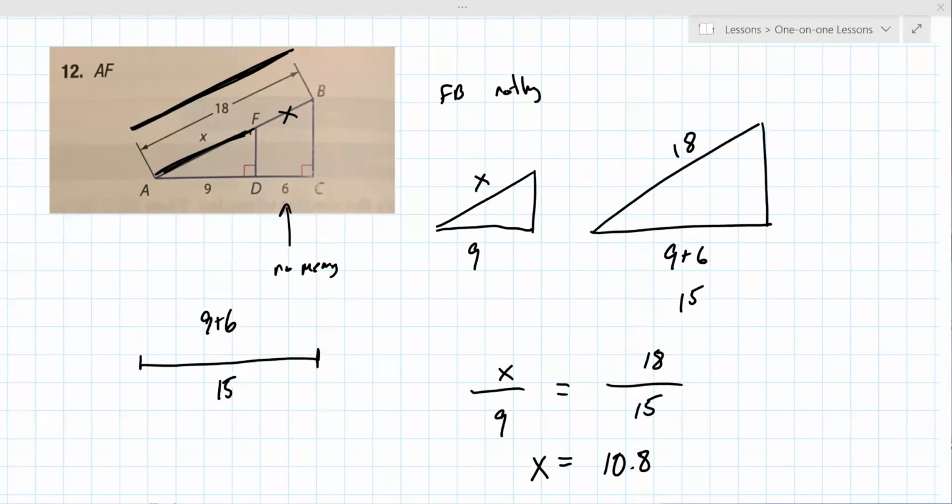Okay. Now I'm going to skip 13. I have no idea what that's really referring to, and I would just ask your instructor. You're not going to see that on a quiz unless they pull exactly this question.